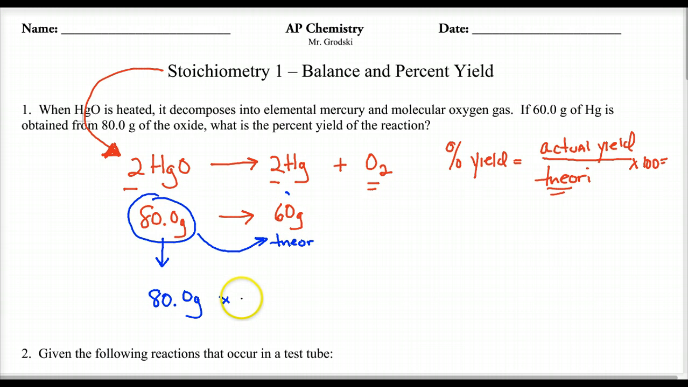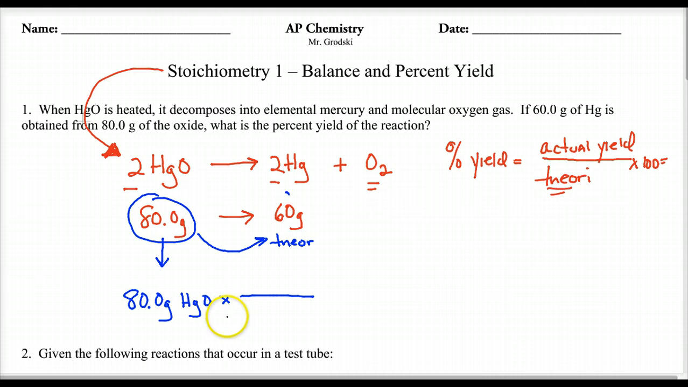In any case, 80 grams, and it's good practice to write the grams with the compound exactly. What I mean by that is in stoichiometry, we're going from one compound to another, so it's good practice to write that compound. So we have 80.0 grams of mercury oxide. We're going to use that as a unit.